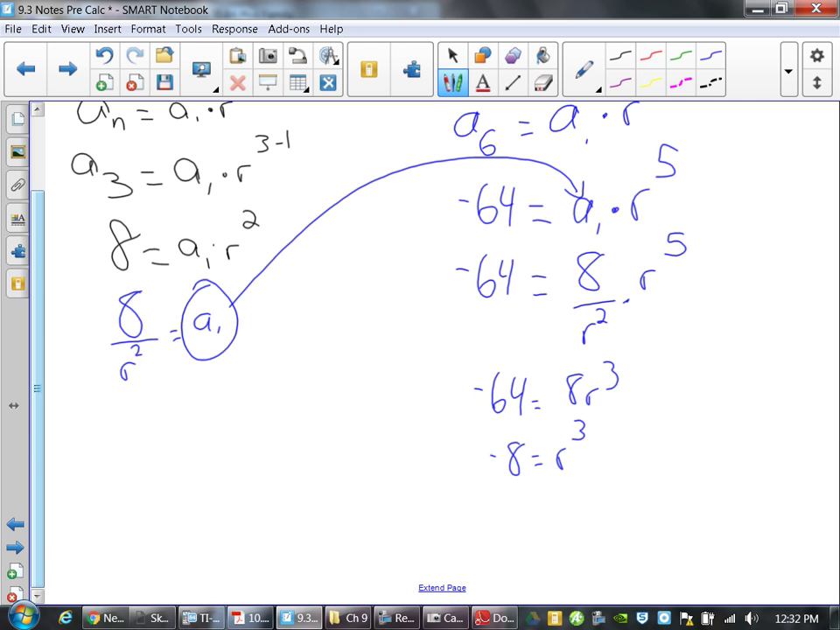And what's the cubed root of negative 8? Negative 2. It's pretty easy. So there's your rate, and now how do you figure out your 1st term? Just substitute.